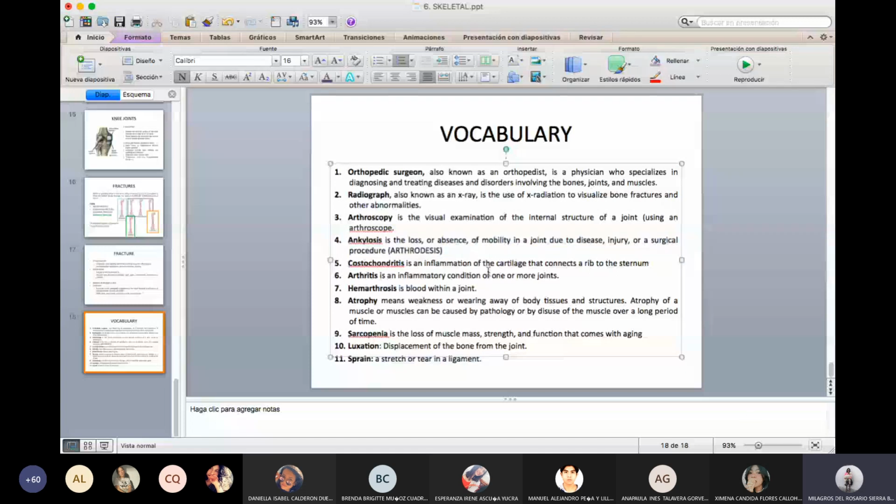Arthritis is an inflammatory condition of one or more joints. The diseases related to this. Arthrosis would be when there's blood within the joint. This can cause, for example, the joint effusion. Atrophy means weakness or wearing away of the body and tissue and structures. Atrophy of the muscles can be caused by any pathology or by the disuse of the muscle for a long period of time. And sarcopenia, this is a degenerative disease that usually happens with age, for example, more than 65 years. Luxation is the displacement of the bone from the joint, and sprain is a stretch or a tear of a ligament. And that's it.